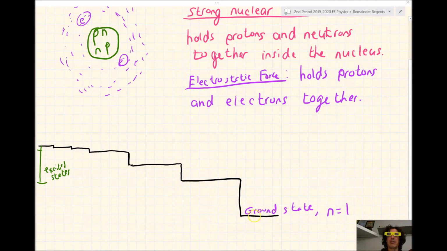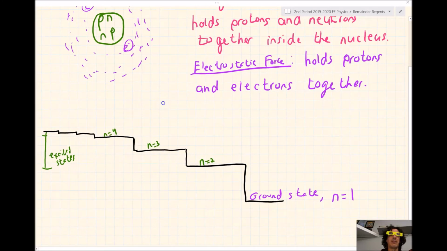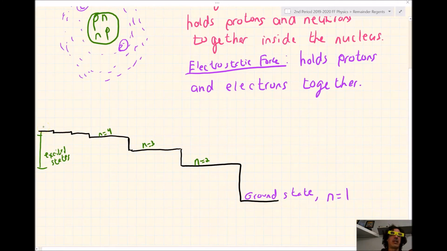So if the first level is n equals 1 for the hydrogen atom, the second one is n equals 2, n equals 3, n equals 4, and so on and so forth until it gets to infinity. And the last level is the ionization state. So it's where it becomes ionized.